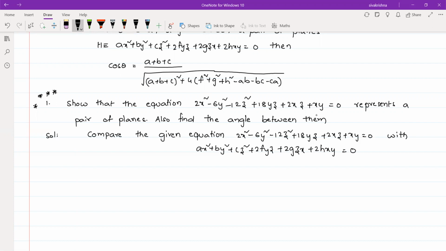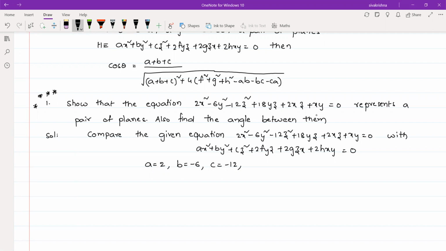c, f, g, h. Coming to the value of a, here a is nothing but the coefficient of x². In our equation, the coefficient of x² is 2, so a = 2. Next, b is the coefficient of y², so b = −6, since we have −6 as the coefficient of y². Coming to c, c is the coefficient of z². In the given equation, the coefficient of z² is −12. In this way we have to find the a, b, c values.